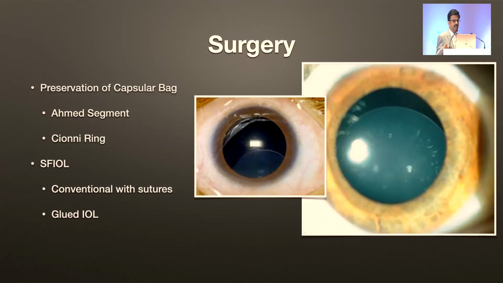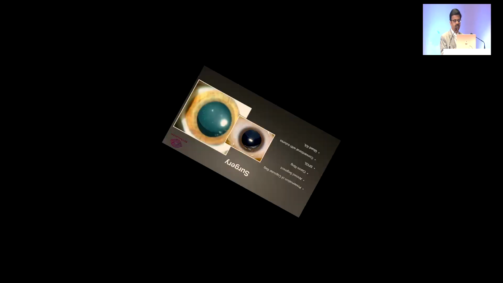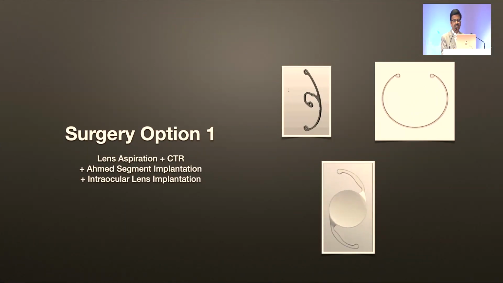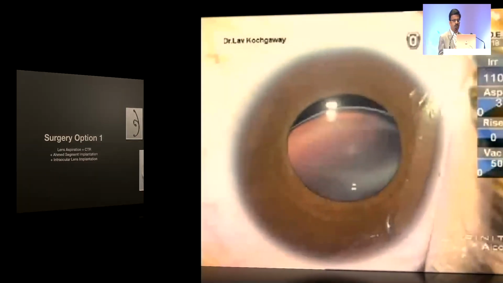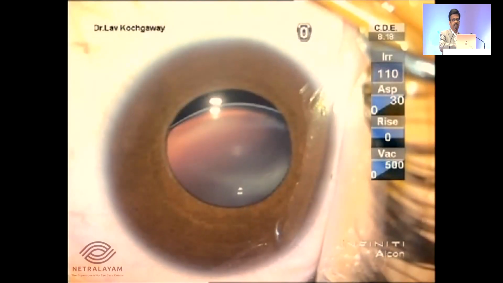The surgical options available in these cases, and we will go through the merits of all of them later on, are these. One is preservation of the capsular bag, in which either an Ahmed segment or a Sioni ring can be used, or a scleral fixated IOL with sutures or a glued IOL. And most important is that most of these are older children, more than 8 years at least.